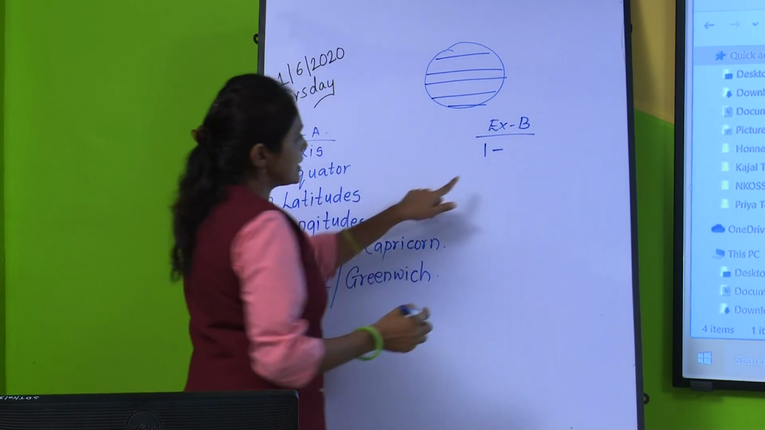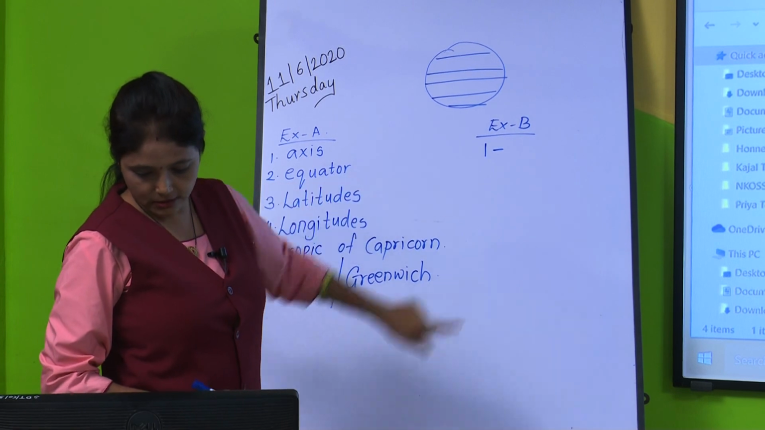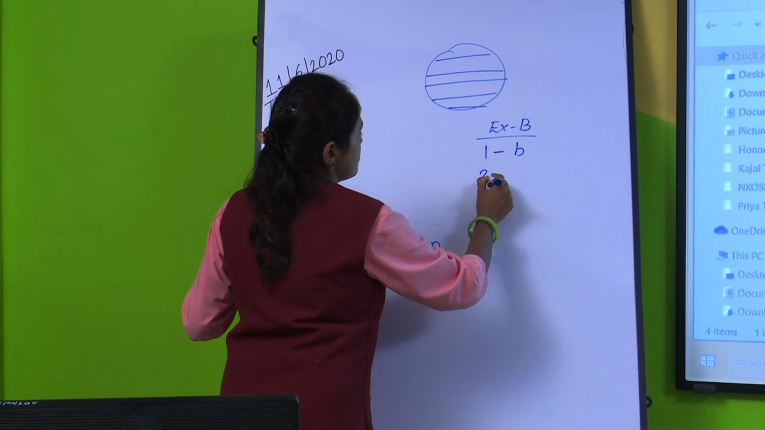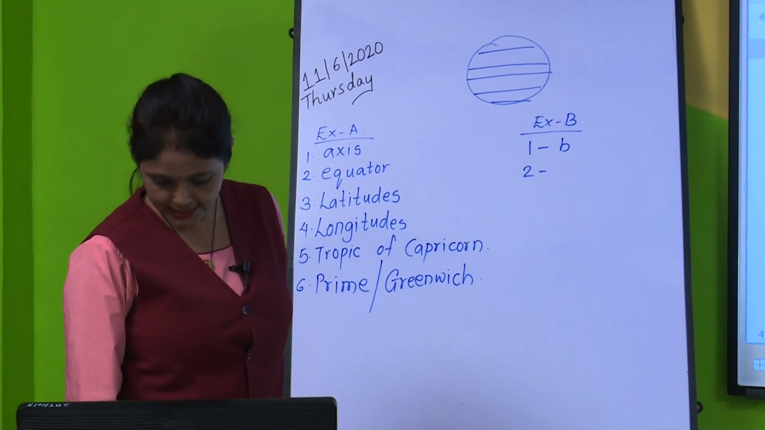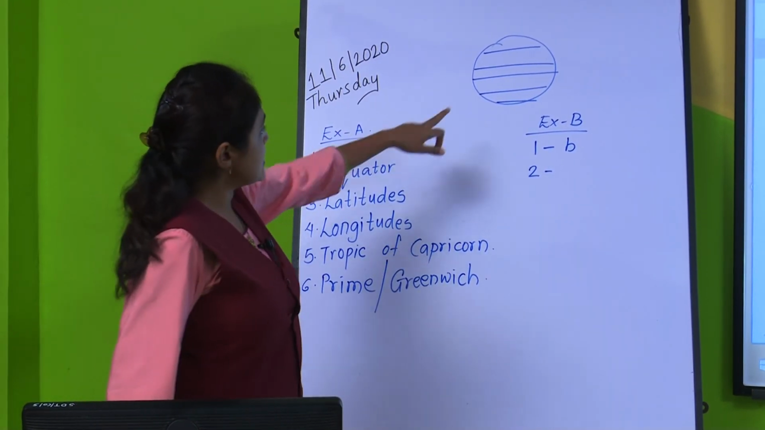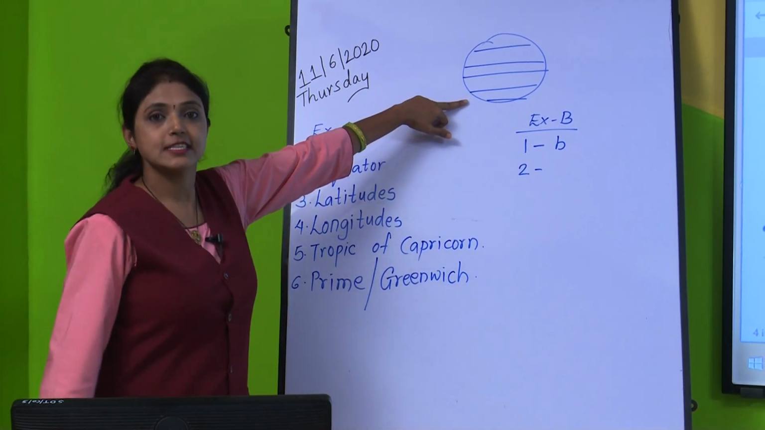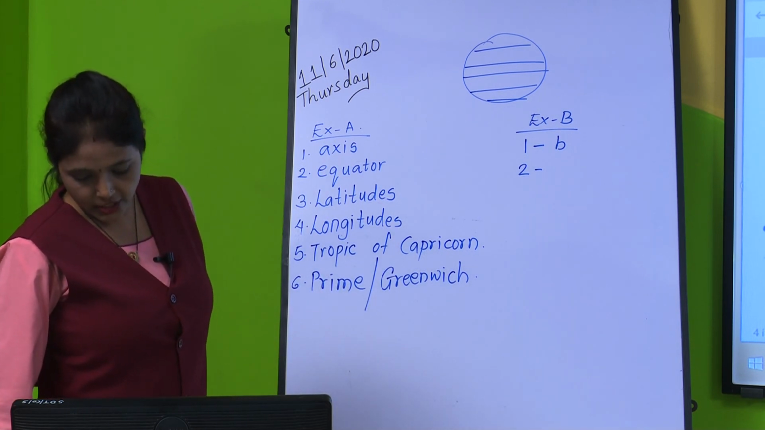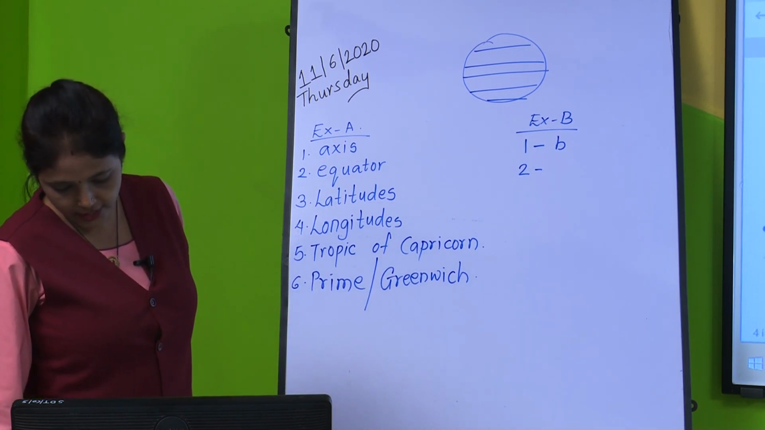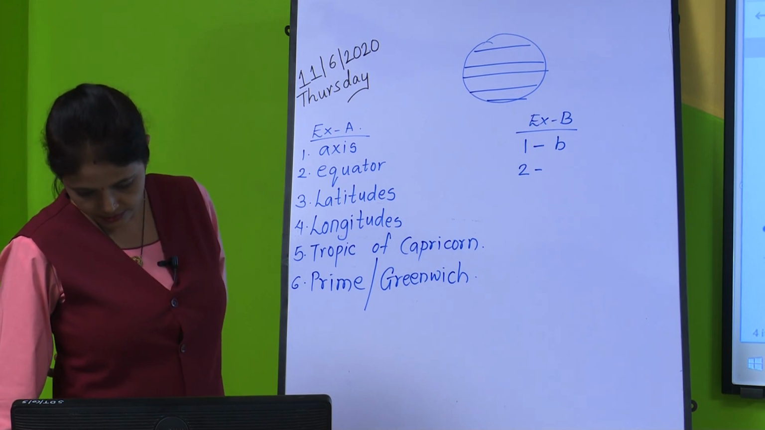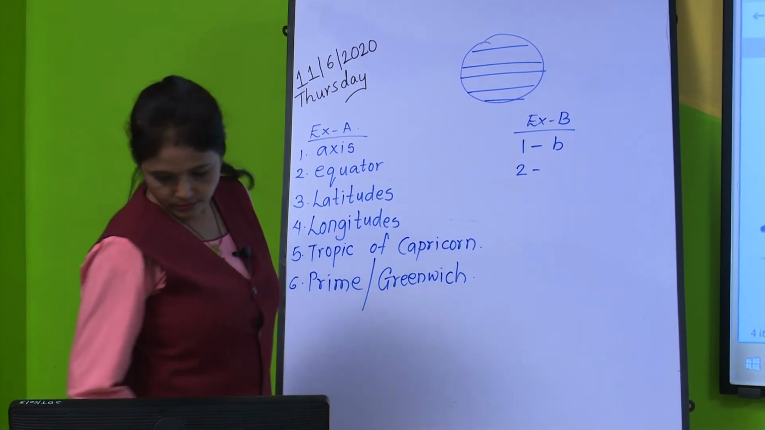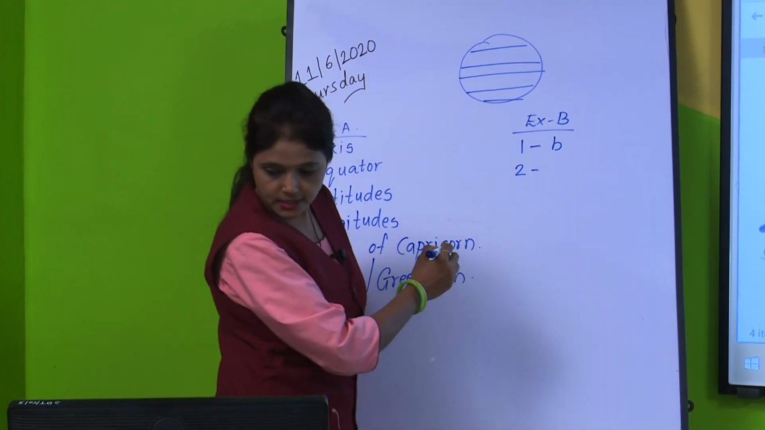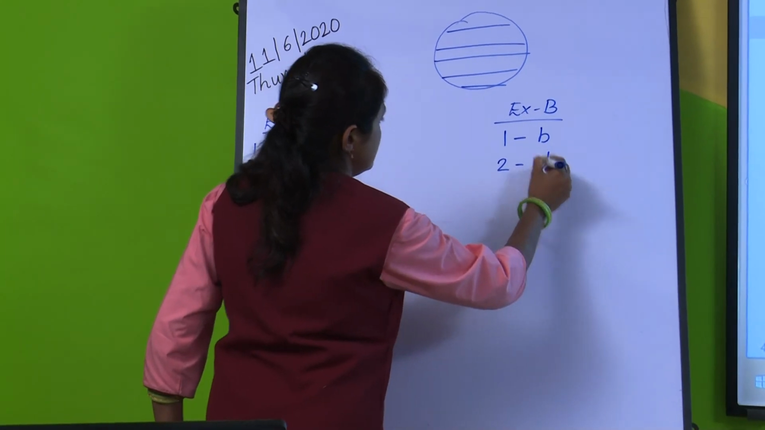So match the pairs, exercise B. First one is Arctic Circle. It is at 66.5 degrees north. Second one is Antarctic Circle. Where is Antarctic Circle? Towards the south. So Antarctic Circle is at 66.5 degrees south. B1 is D, option D.